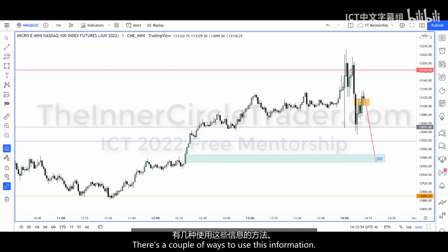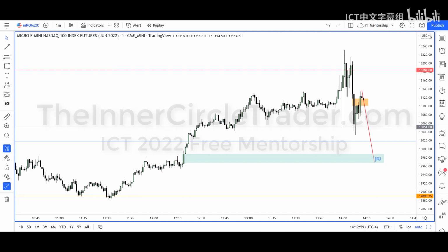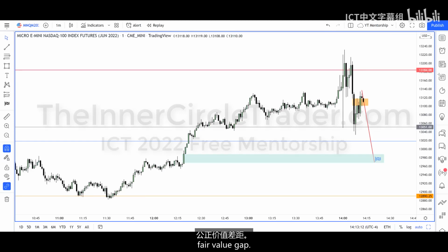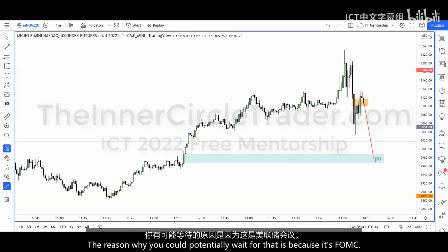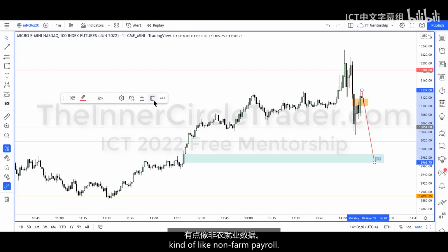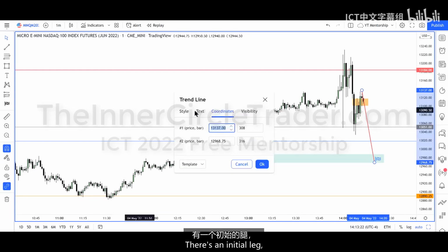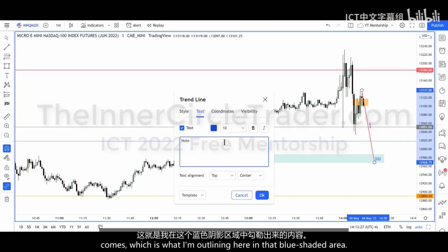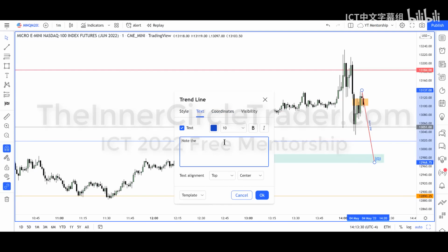Now there's a couple ways to use this information. You can do a trade here with your demo account, for compliance reasons, and look for it to run out the short-term low, and/or wait for it to potentially trade up into the higher time frame fair value gap. The reason you could potentially wait for that is because it's FOMC. It has a knee-jerk reaction, kind of like non-farm payroll. There's an initial leg, then another leg, then a fake-out leg, and then a real setup comes, which is what I'm outlining here in that blue shaded area.